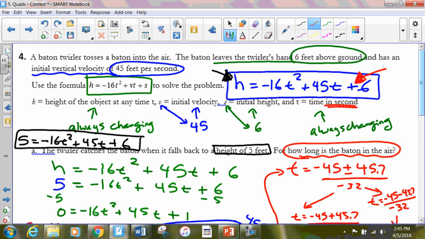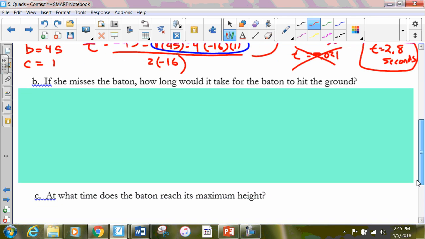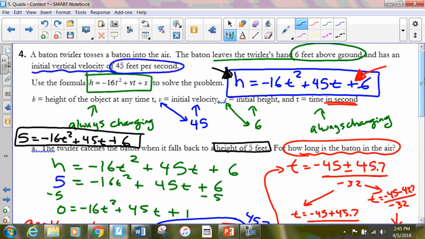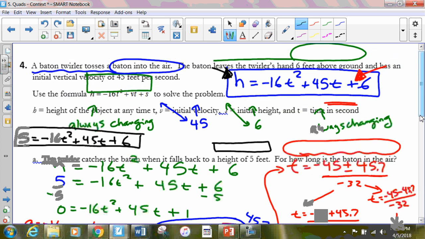So what I want you to do, I should have thought of leaving myself a space, but go ahead and take the same formula and plug in 0. Let me switch up my color so you can see it. Let's plug in 0 for the height. So I'm using that same formula that's in the blue. I'm plugging 0 in for the height.